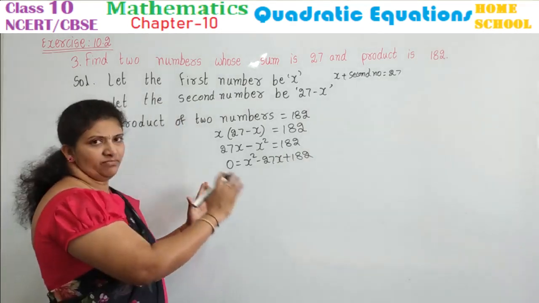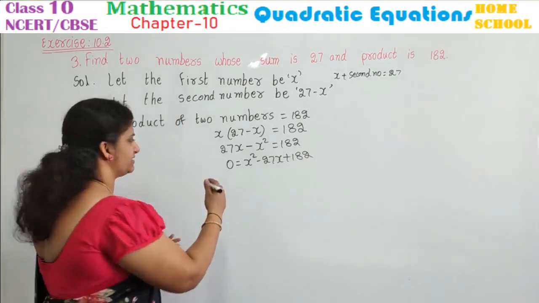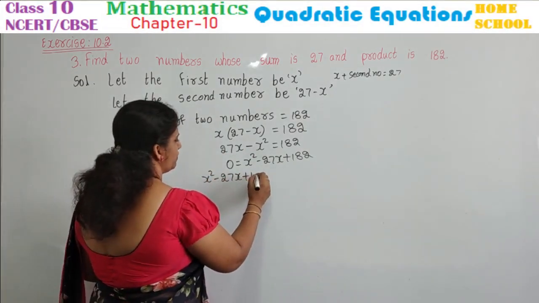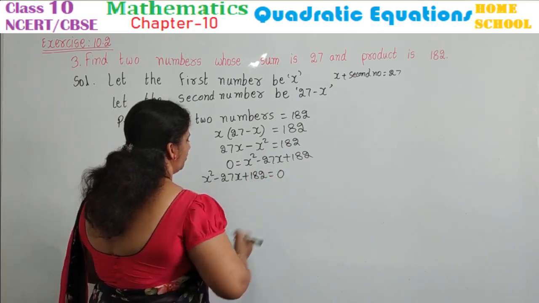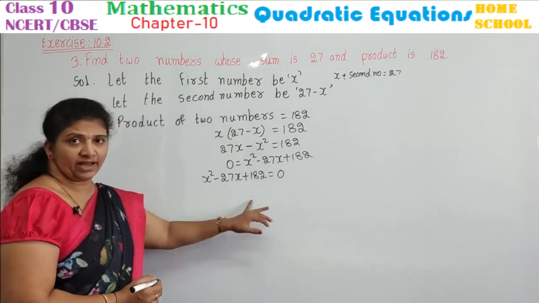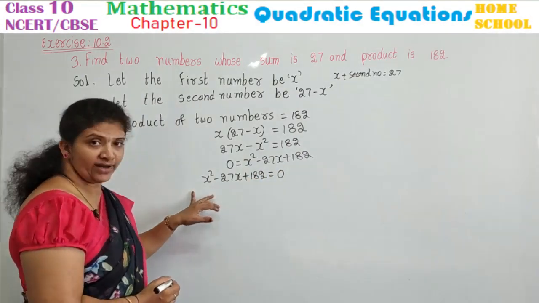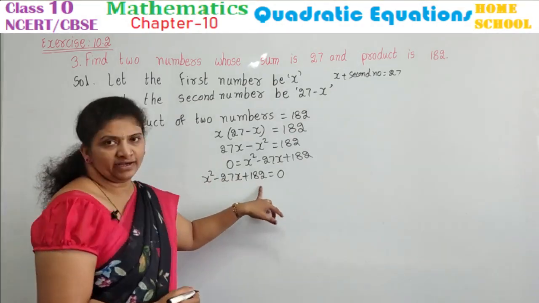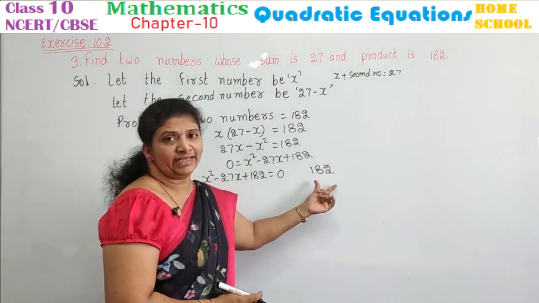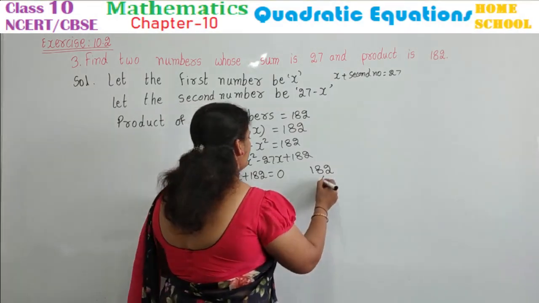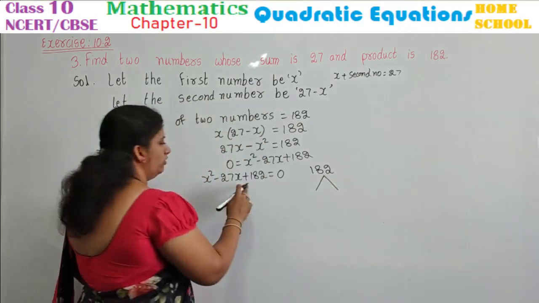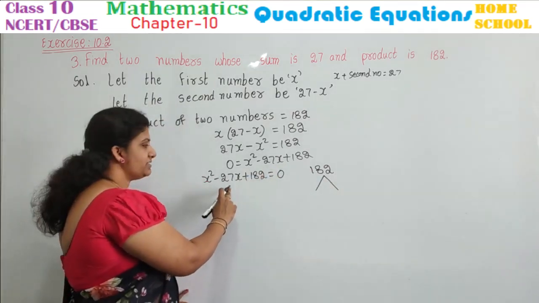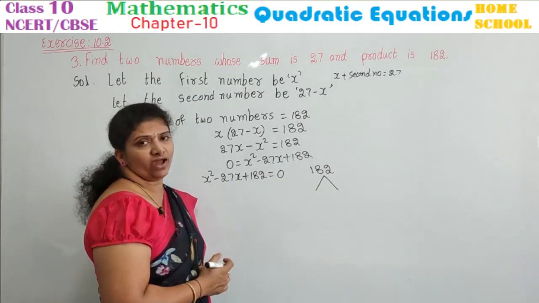Now reverse the LHS and RHS. x square minus 27x plus 182 equal to 0. Factorize the quadratic equation. 1 into 182, find the factors. You need to get the factors, add or subtract, so that you get the middle term, that is minus 27. How can I find the factors?